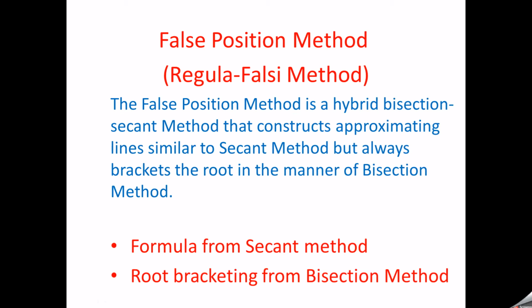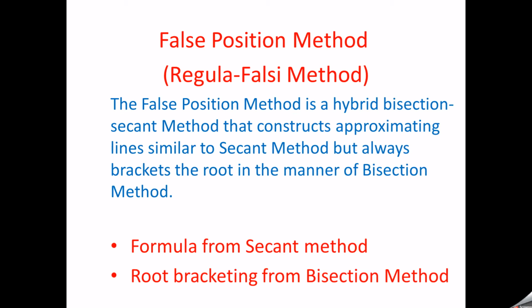When we go to the secant method, the method converges faster compared to the bisection method, but the disadvantage is that sometimes the secant method diverges also. There is no guarantee that the secant method converges all the time. So the secant method has one advantage, faster convergence, but the disadvantage is no guarantee that it converges.